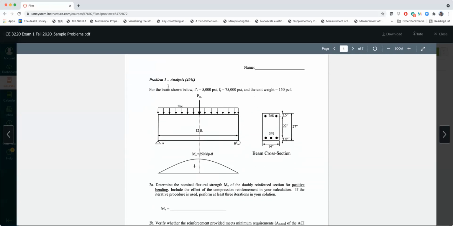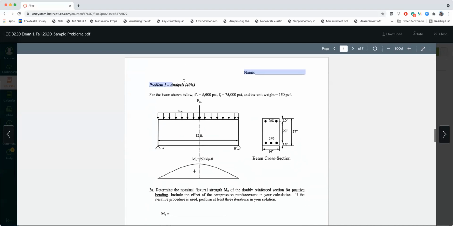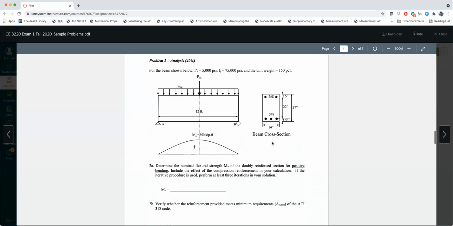Now, problem 2, analysis. When I say analysis, meaning this is not a design problem, you were given the section, you have reinforcement, and you were asked to calculate the moment for it. So this is for a doubly reinforced section, when I have top and bottom reinforcement both.